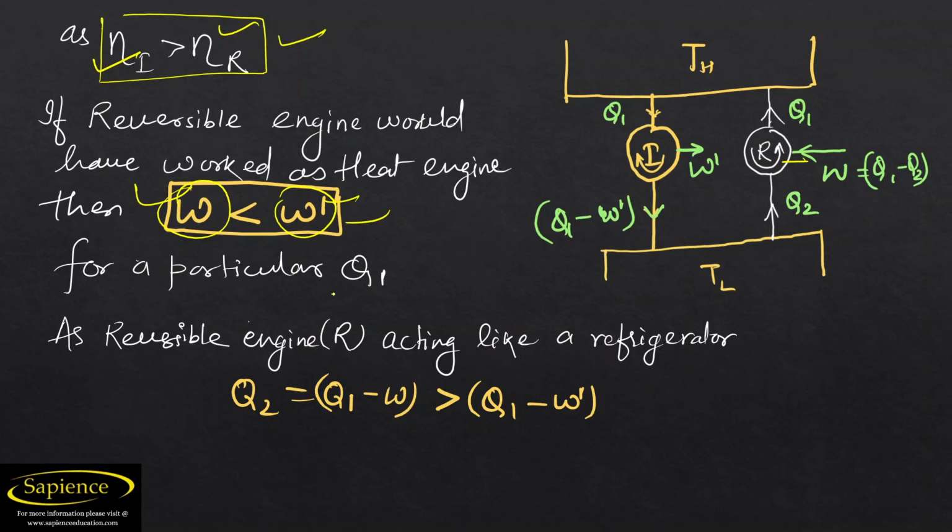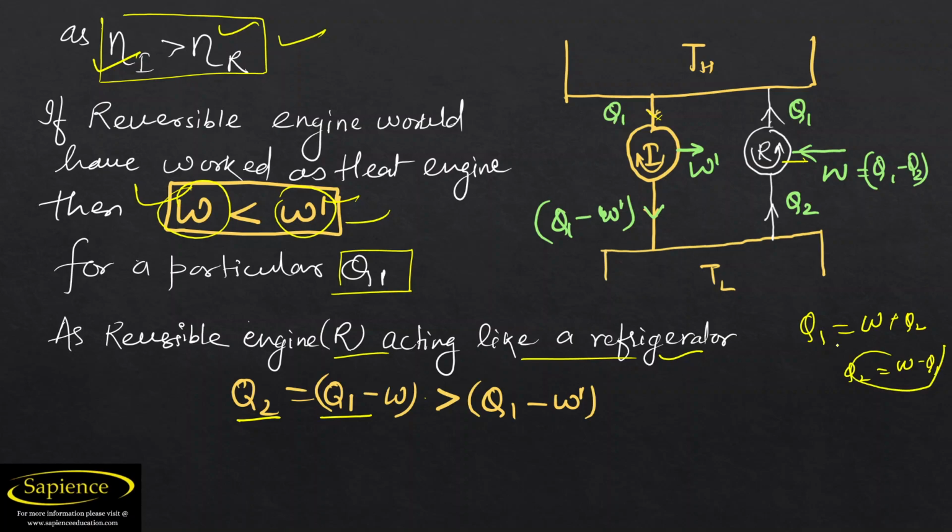Now for a particular heat, see here, the reversible engine is acting like a refrigerator. So Q2 will be equal to what? See, Q1 is equal to W plus Q2. So from here Q2 will be equal to Q1 minus W. So Q1 minus W is now greater than Q1 minus W dash. Why so? Because W is less than W dash. That's the reason, the indirect reason.